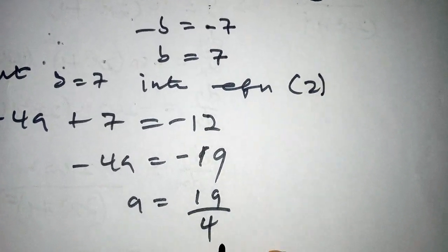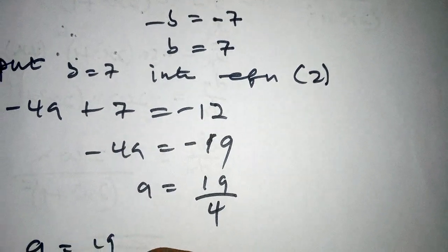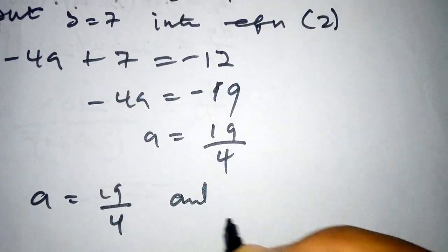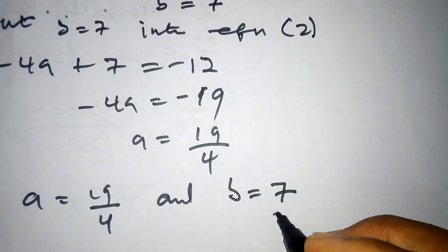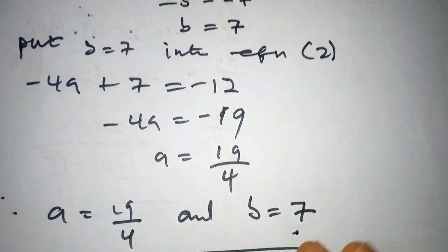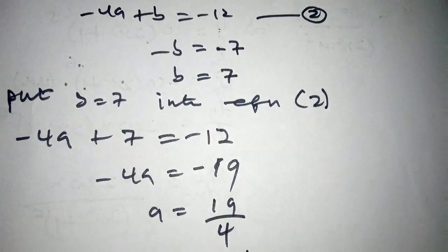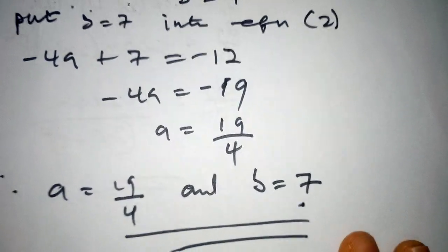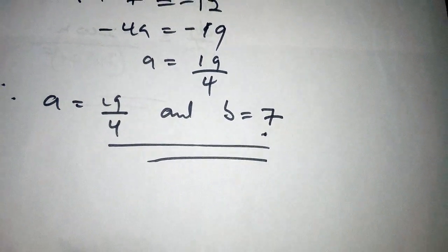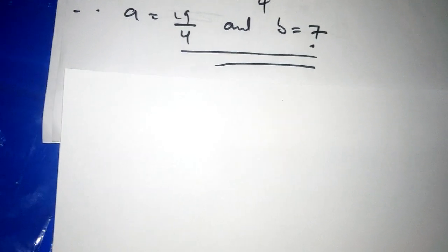A is going to give me minus a. Therefore, I have that a equals 19 over 4 and b equals 7. So these are the values of a and b. Now the third part of the question says that we should find the zeros of f of s. So let me just take my new sheet so that we find the zeros of f of s.